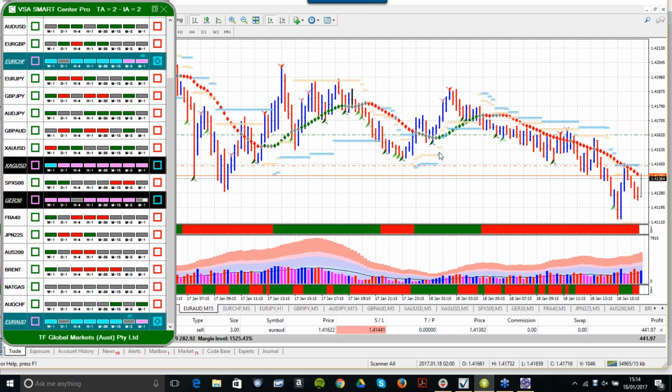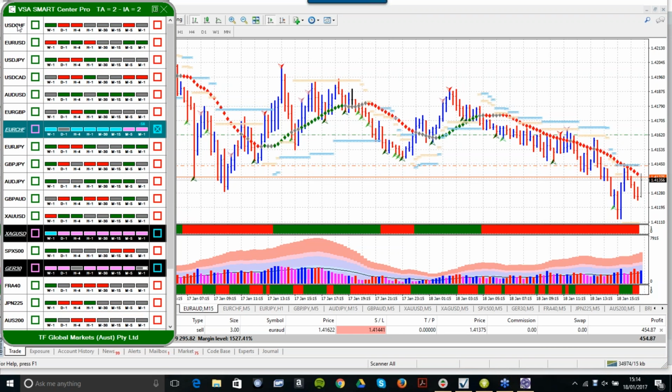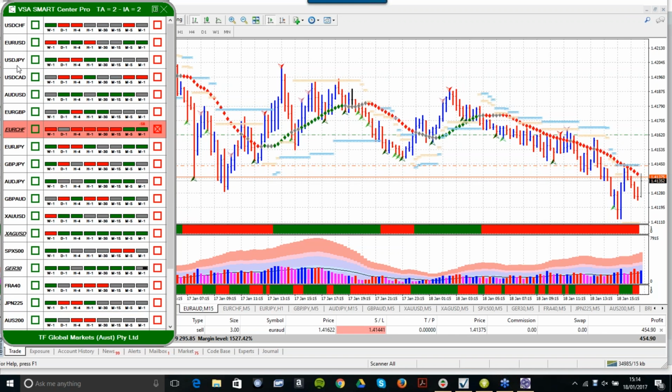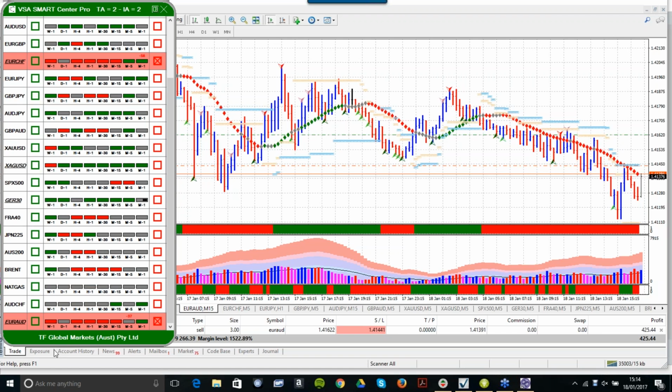Now, the great thing about Smart Center Pro is, as you can see, I'm just monitoring all of these instruments at the moment. All of these are now looking for trend alignment. So the Swiss franc versus the US dollar, the Euro USD, the USD Japanese yen, the USD CAD, the Aussie USD. You can see all of these instruments are being monitored. The one that triggered today, for me, a very strong trade was the Euro Australian dollar.